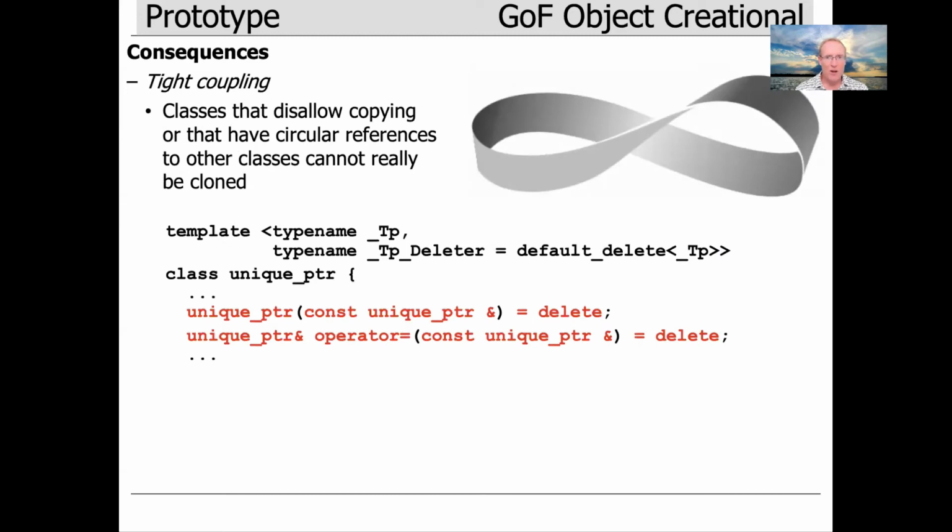And there's also some tricky issues with tight coupling. So if you have classes that have circular dependencies on each other or circular references, then you really can't clone them because where do you start? It's like a Mobius strip. No matter where you start, you end up back in someplace else.